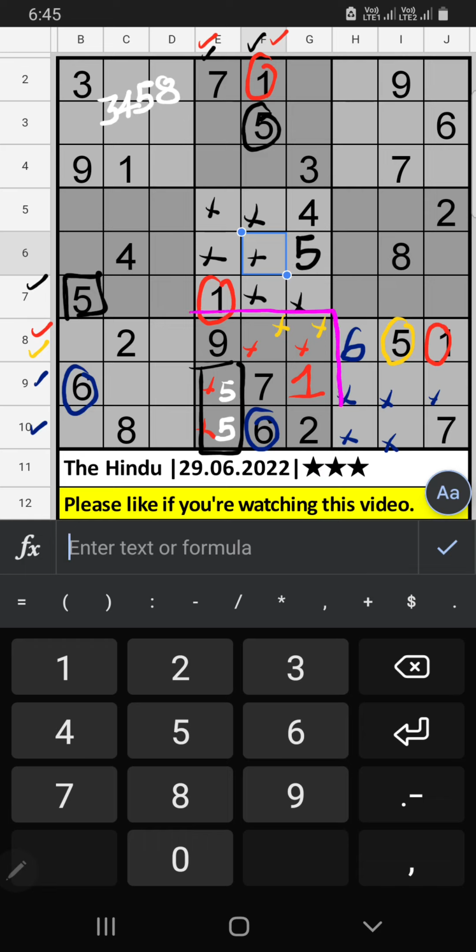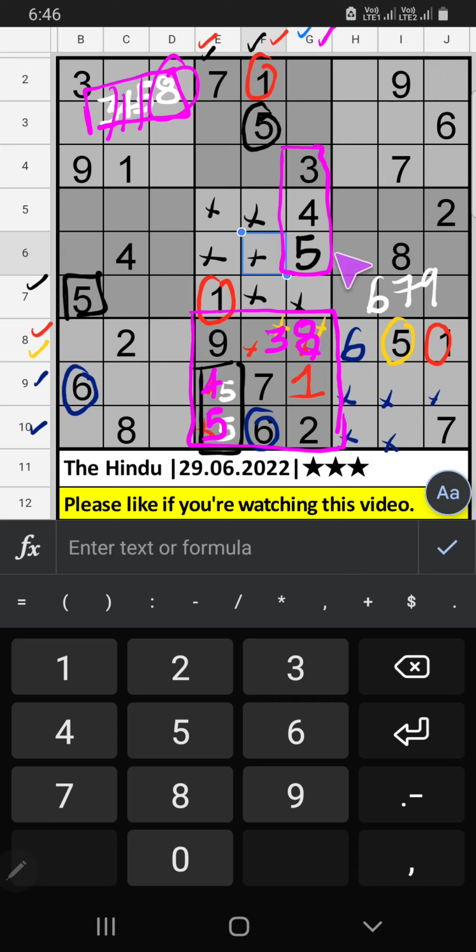8th row, 4 numbers are remaining: 3, 4, 5, 8. Column G, we have 3, 4, 5. So 3, 4, 5 can't come in this cell. It will come in one of the 3 cells. We will confirm later. There is only one number remaining, 8. 8 is confirmed here.